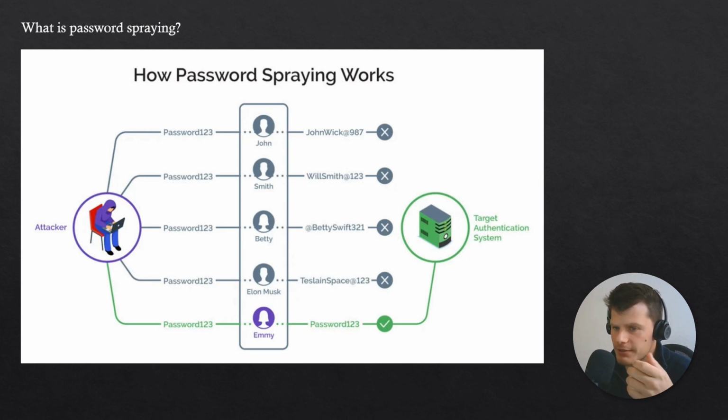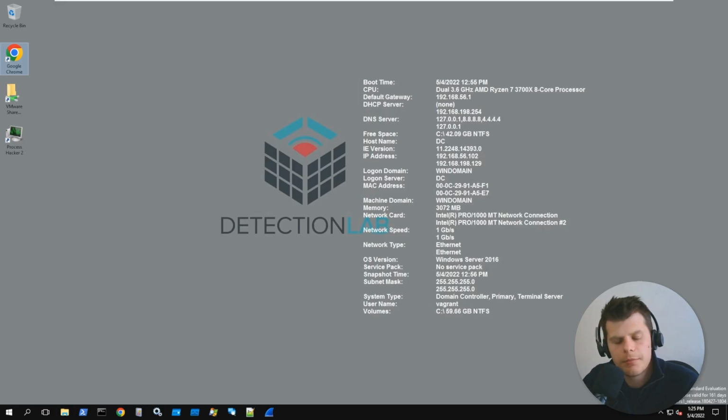So let's see this in a practical example. The setup is the following. We have a domain controller, we have a Windows 10 machine, and we have a Kali machine that's going to be our attacker box. We also have the logging machine that's going to log all the event logs, security event logs, Sysmon, Suricata logs, and everything basically, on another machine that we're going to analyze later on after the attack is done.